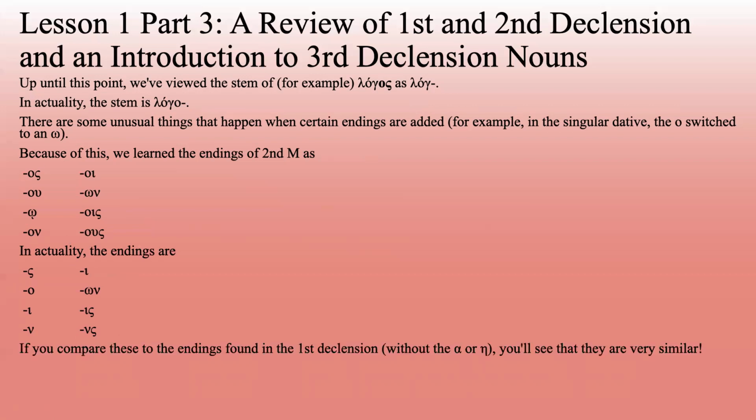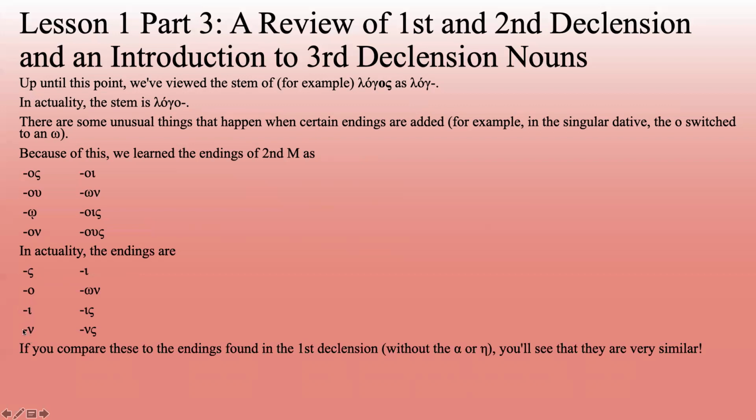If you compare these also to the endings found in the first declension without the alpha or without the eta, you'll see that they're very similar as well. Now the sigma dropped out for the feminine, and the omicron did some weird things, which actually became a sigma. But then we had I or ain and on or I or a.